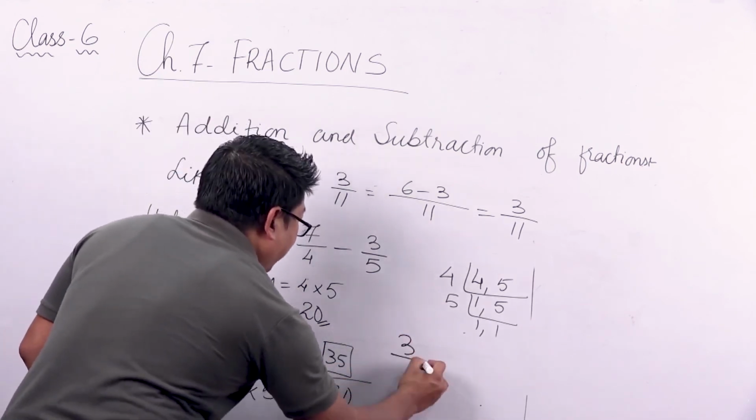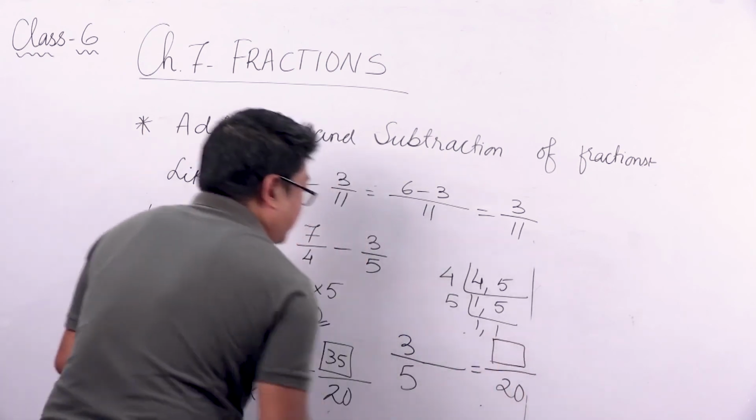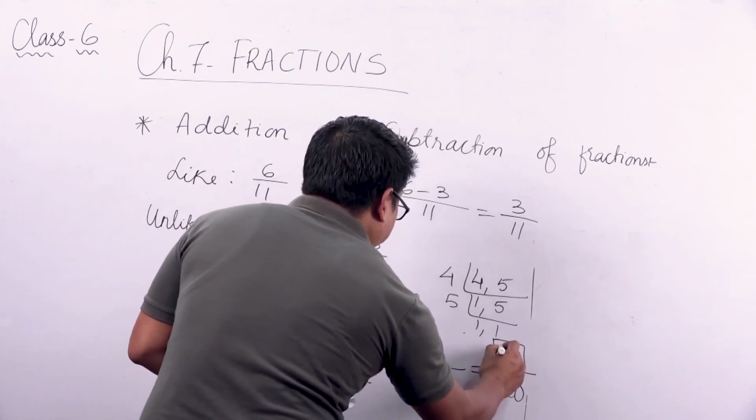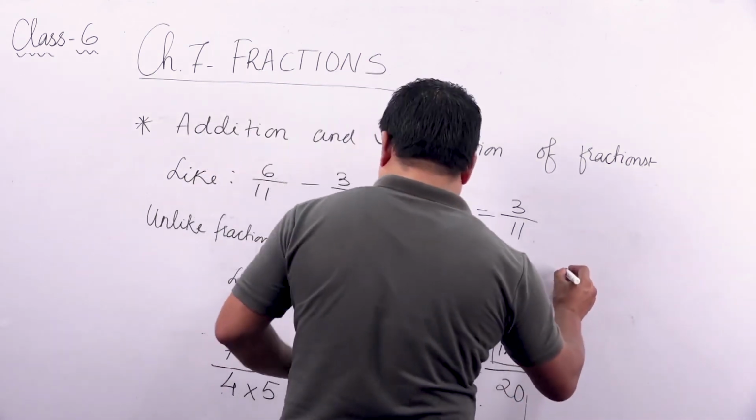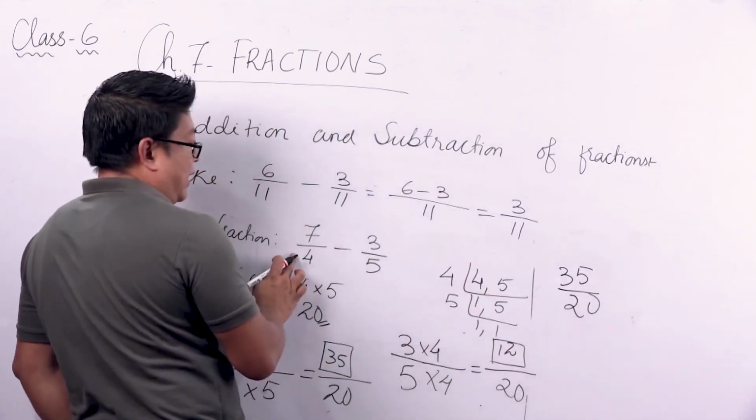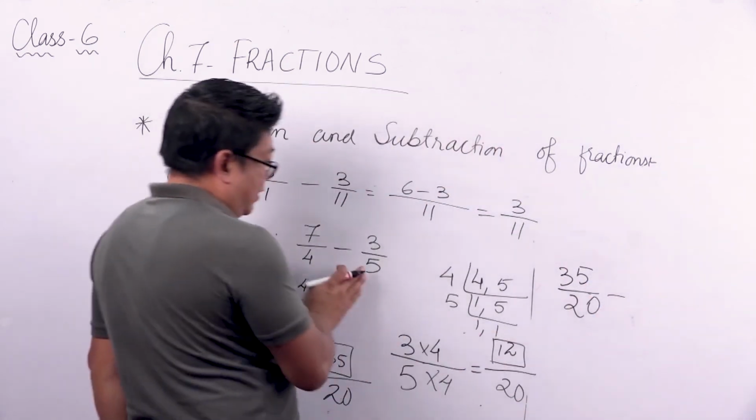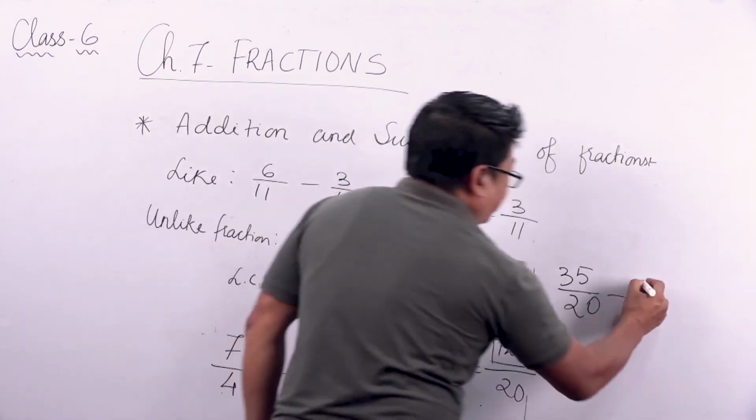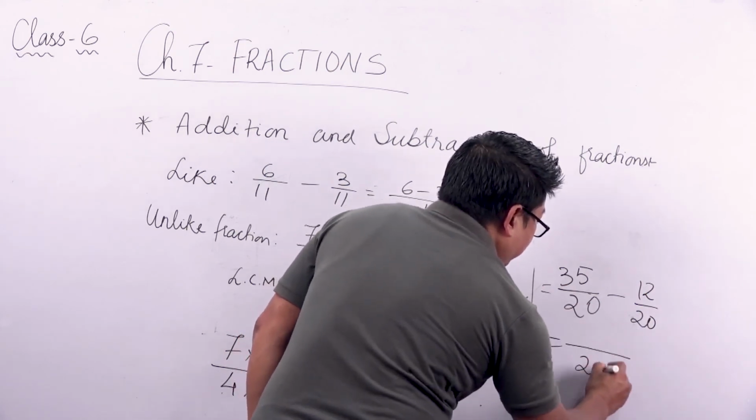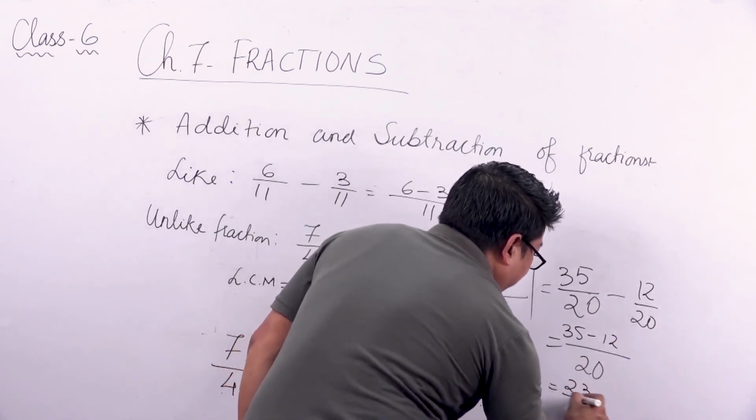Similarly, for 3 by 5, we have 20 here. We do not know this numerator yet. So 5 into 4 is 20. So 3 into 4, we get 12. Now we have 35 by 20. This 35 by 20 is the same as 7 by 4, minus, in place of 3 by 5, now I will write 12 by 20. Both of them have denominator 20, so I will write 20. 35 minus 12, we get 23 by 20.